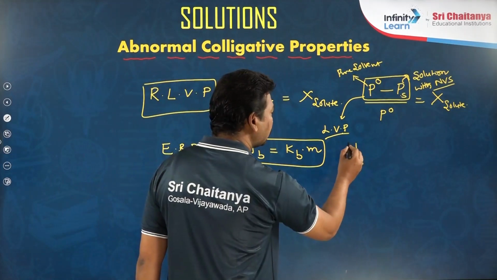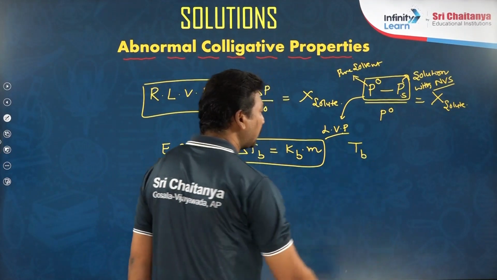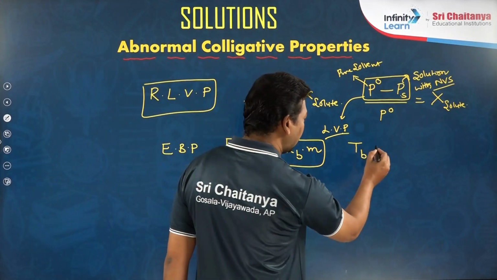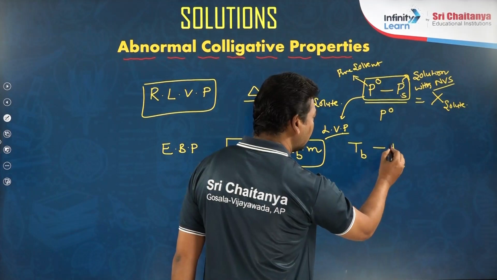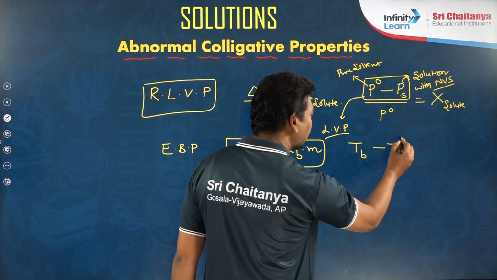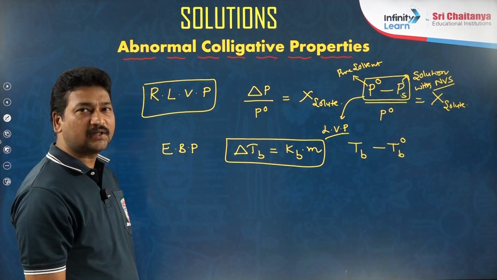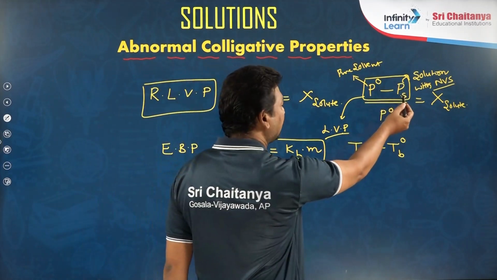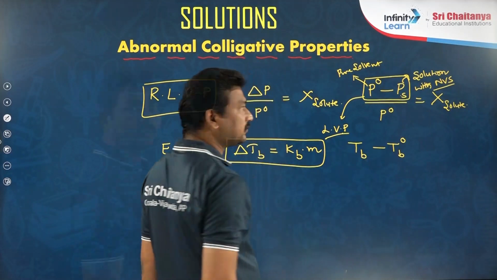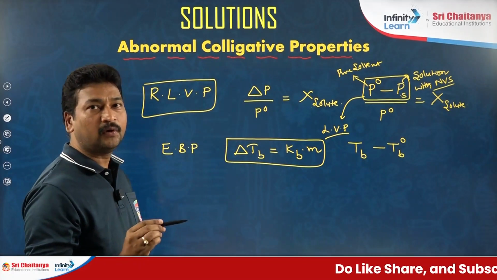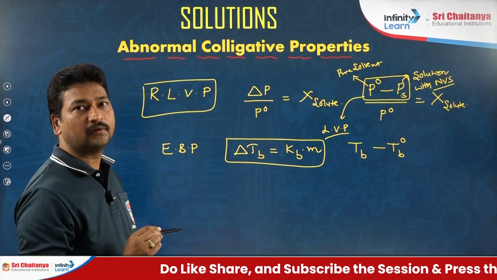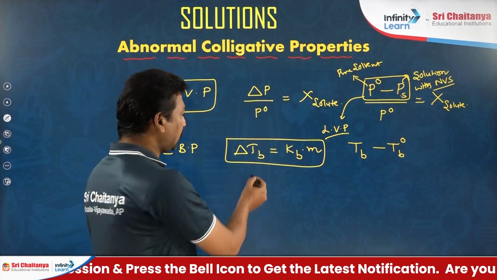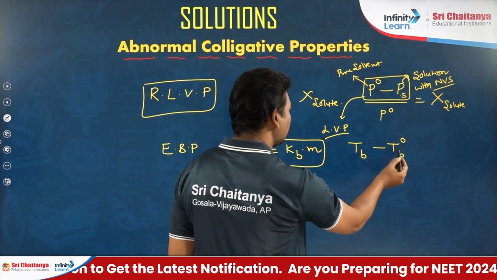Here, the boiling point of the solution is always more than the boiling point of the pure solvent. The boiling point of the solution containing non-volatile solute is more than that of the pure solvent. Since vapor pressure is inversely related to the boiling point, and P naught dominates over PS, TB dominates over TB naught. Vapor pressure of the pure solvent is more, so the boiling point of the solution is more, because boiling point is inversely proportional to vapor pressure. So delta TB can be written as TB minus TB naught.